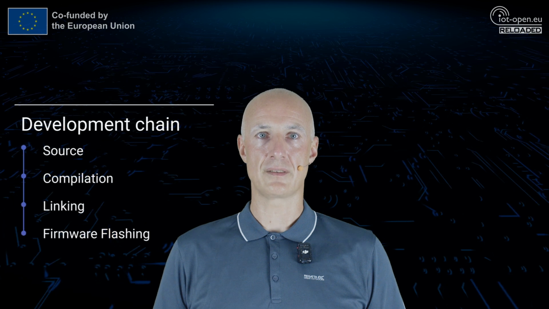Bare metal programming requires a good understanding of the IoT device's hardware configuration and the software development toolchain configuration. In most cases, source code is written in C or C++ language. The development chain includes developing source code, compiling and linking it, and then flashing it into the device as a firmware.